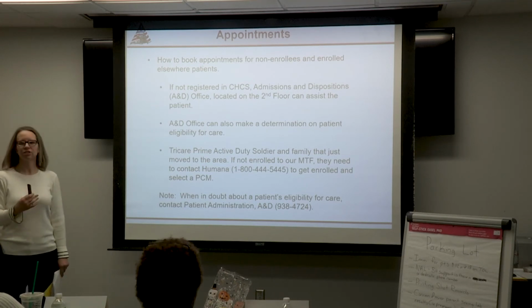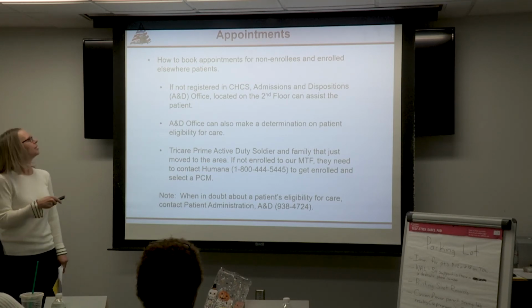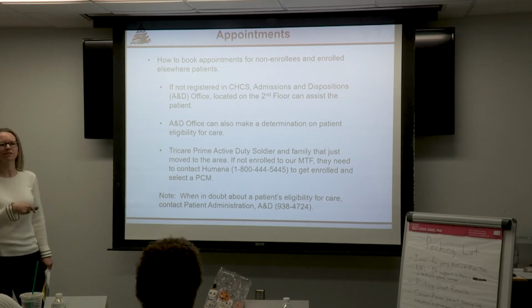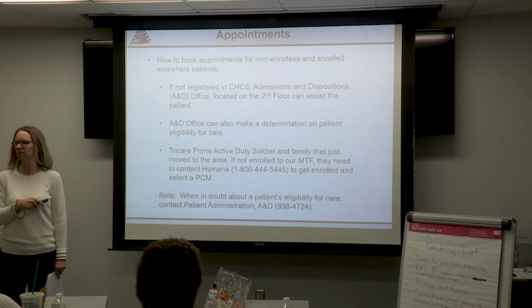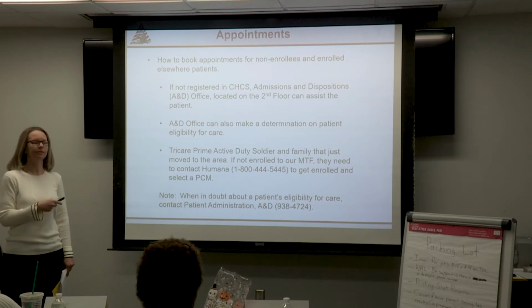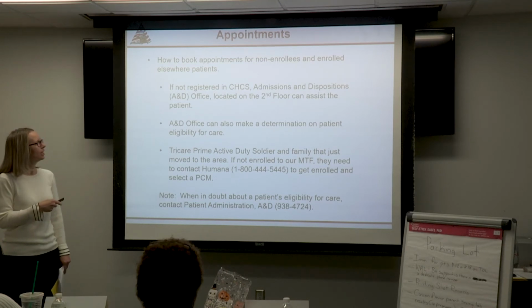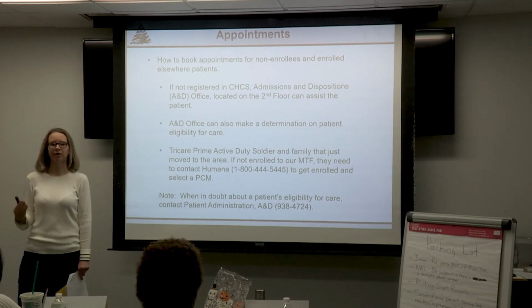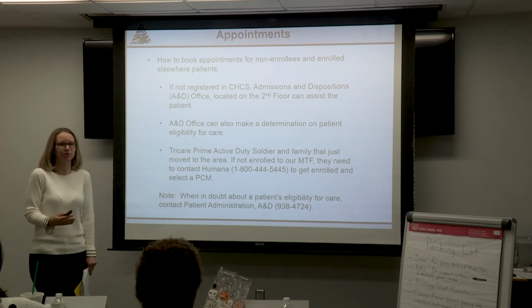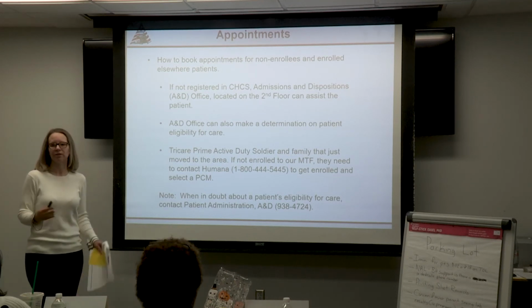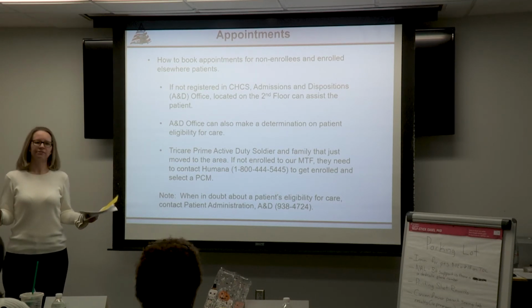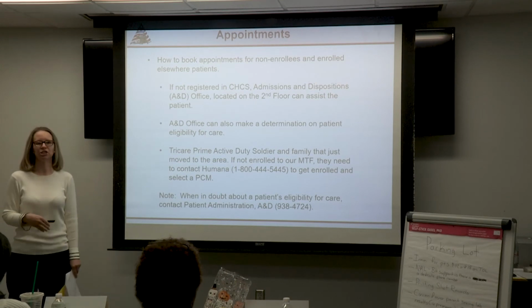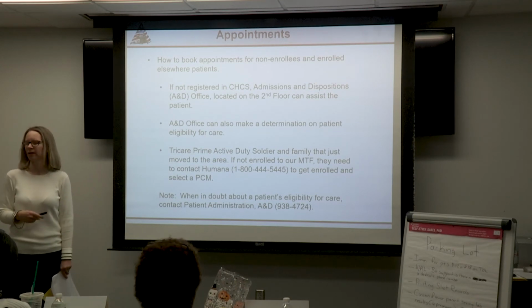How do you get them registered? Well, that's where on the second floor, admissions and dispositions, part of the patient administration division, can assist with that. The office up there for A&D, patient administration, if you ever have a question about eligibility, if a patient's eligible for care, they're the ones that hold that function in the hospital to make eligibility determinations and assist you with those questions.